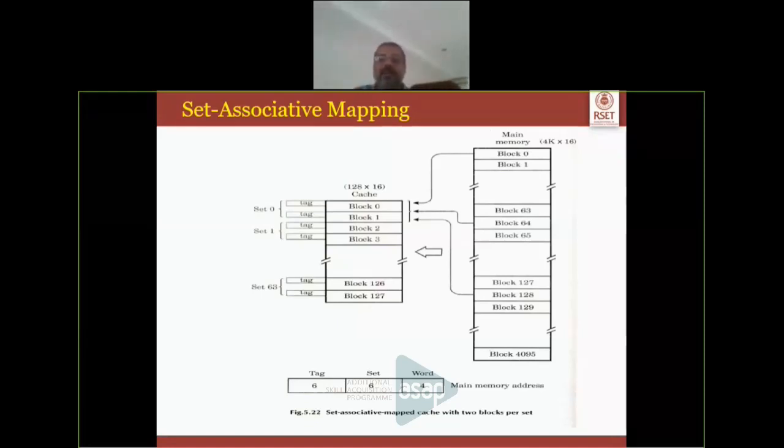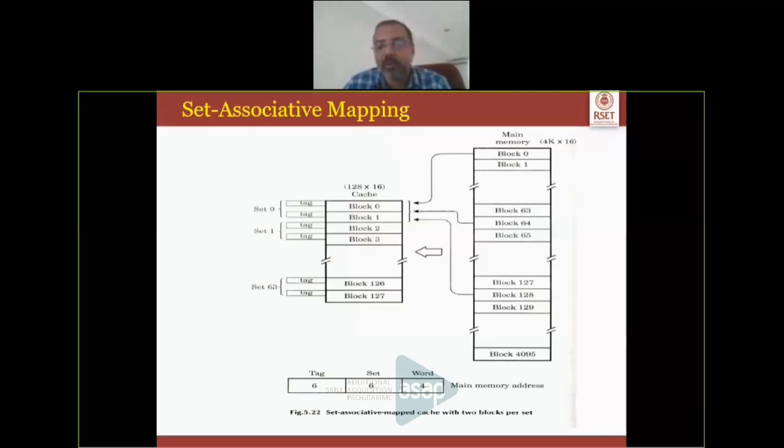Then block 63, we'll go to the last set. Then where does block 64 go? Block 64 will go to set 0. Sorry, block 64 in the main memory will go to set 0, and it can fit into block 0 or block 1 of the cache. I can easily say, and here you can implement the modulo function, that is block modulo 64. It will be easy to find out which set it will go to. So I'll repeat once again, block 0 will go to block 0 or block 1, which is set 0. Right? Hope it's clear.